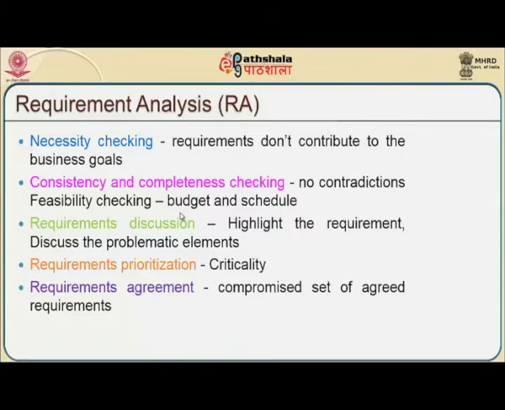And there will be another phase which will be called requirements discussion, which will generally highlight the requirements and discuss the possible problematic elements. And we try to prioritize all the requirements in terms of the criticality mentioned. Finally, it will be taken to the agreement phase where we compromise for a set of agreed requirements. So whatever is feasible within the schedule and within the allocated budget will be compromised with the stakeholders.